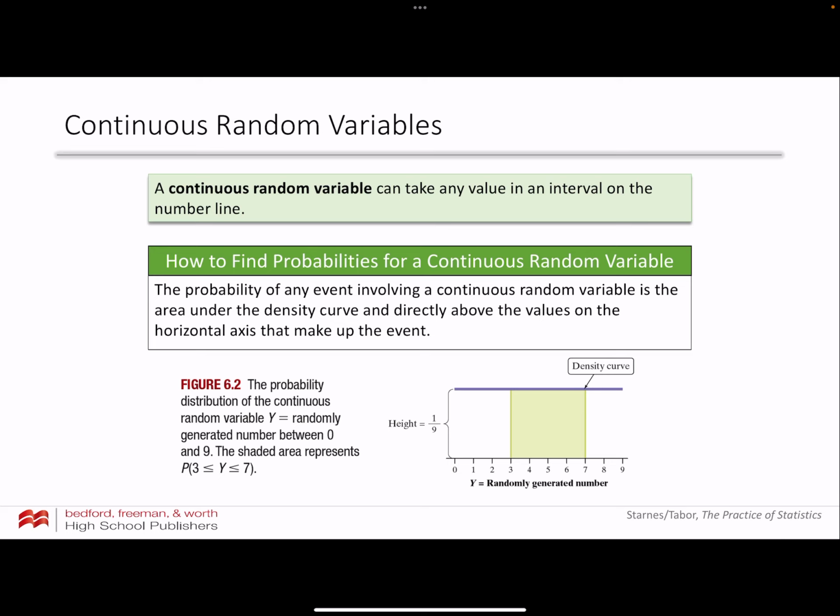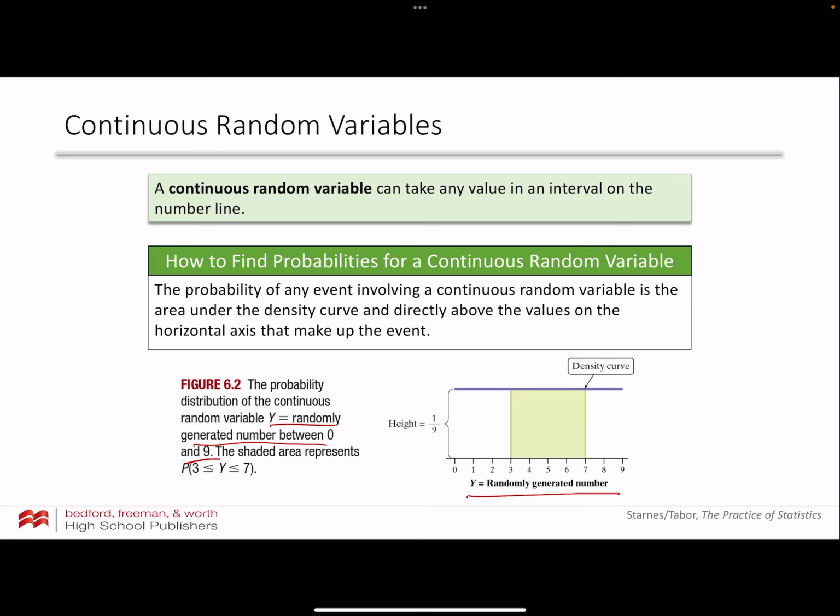So here's an example. If I randomly generate a number between 0 and 9, and I define y to be that randomly generated number between 0 and 9, it's a continuous random variable because I didn't say a randomly generated integer, right? We said a randomly generated number. And so each number has equal probability of coming out.